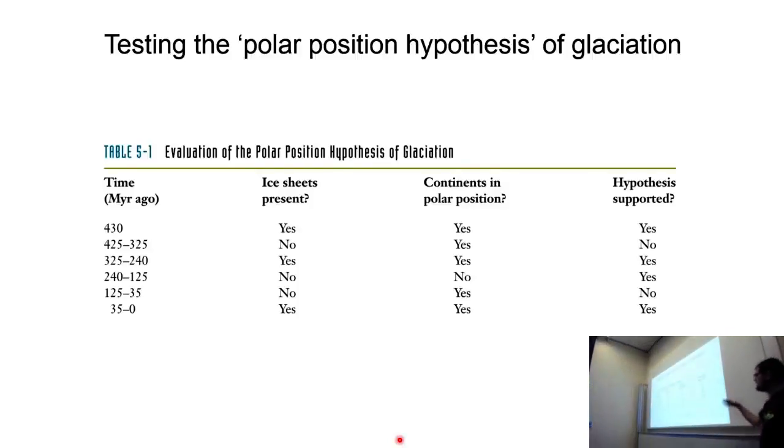So we can basically go through different periods in time and see, well, do we have large ice sheets? Well, yeah. Are the continents over the poles? Yeah.